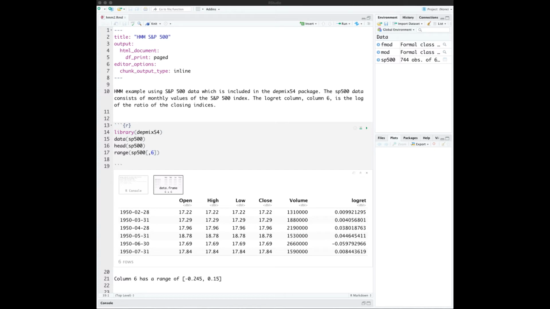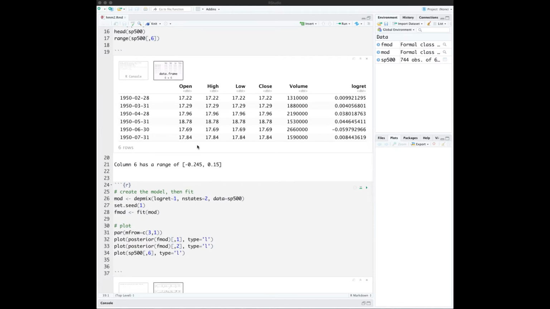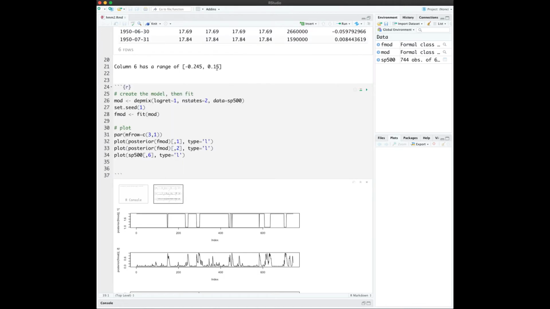Let's look at an example on the S&P 500 data that's built into this package. So all I have to do is load it. And then let's take a look at it. It's S&P 500 data all the way back to 1950. It has the open, the high, the low, the closing, and the volume. This last column is the log of the ratio between the previous 2 days. So we'd look at the closing for this day divided by the closing of the previous day and take the log of that. And this is its range, not a terribly large range.